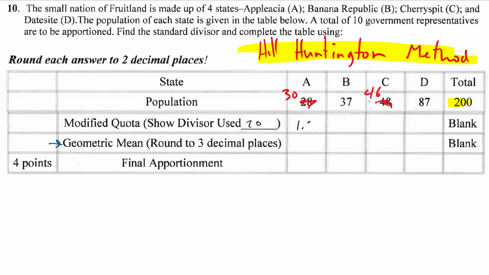And from earlier work, it was 1.5 and 1.85. Let's see, 46 divided by 20 gives me 2.3. 87 divided by 20 gives me 4.35. Okay, now I have to go through and find this geometric mean. So for this one, I'm going to do 1 times 2. I'm going to take the round down and the round up, and take the square root of it. And here, it's going to be 1 times 2, not 1.2. Try to clear that up for you.